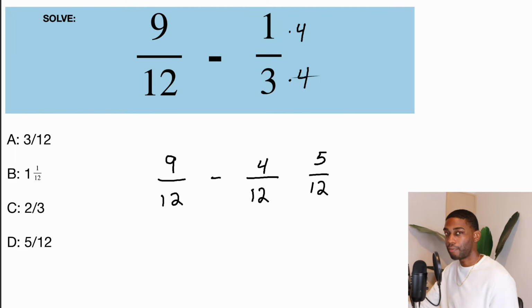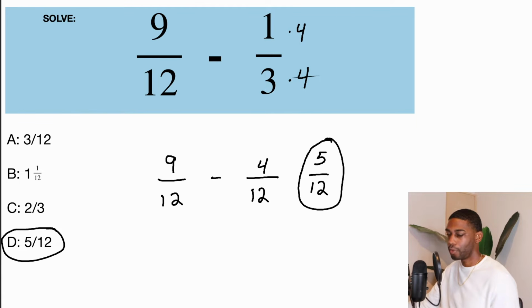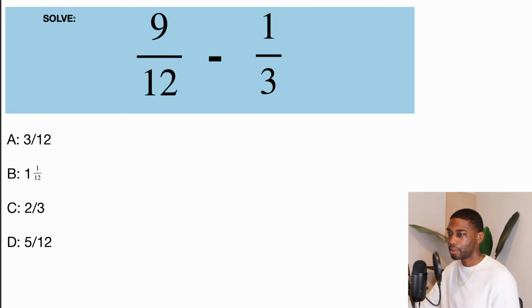Don't forget to simplify. Can we simplify? So far, still, the answer is no. 5 over 12 would be the correct answer because we can't simplify any further. 5 over 12. All right, not bad for not using our cheat sheet. So let's go ahead and dive into the next question.